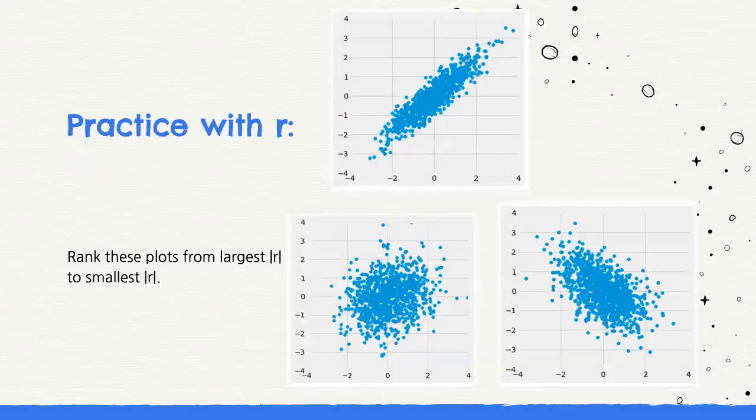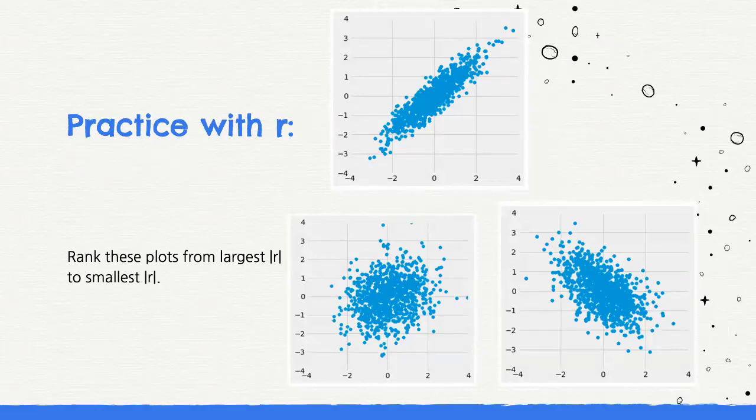All right. I hope you remembered what I just told you about R values. Let's try to rank these in order from largest absolute value of R to the smallest, so from most straight to least straight. This is 1, 1, 2, 3.